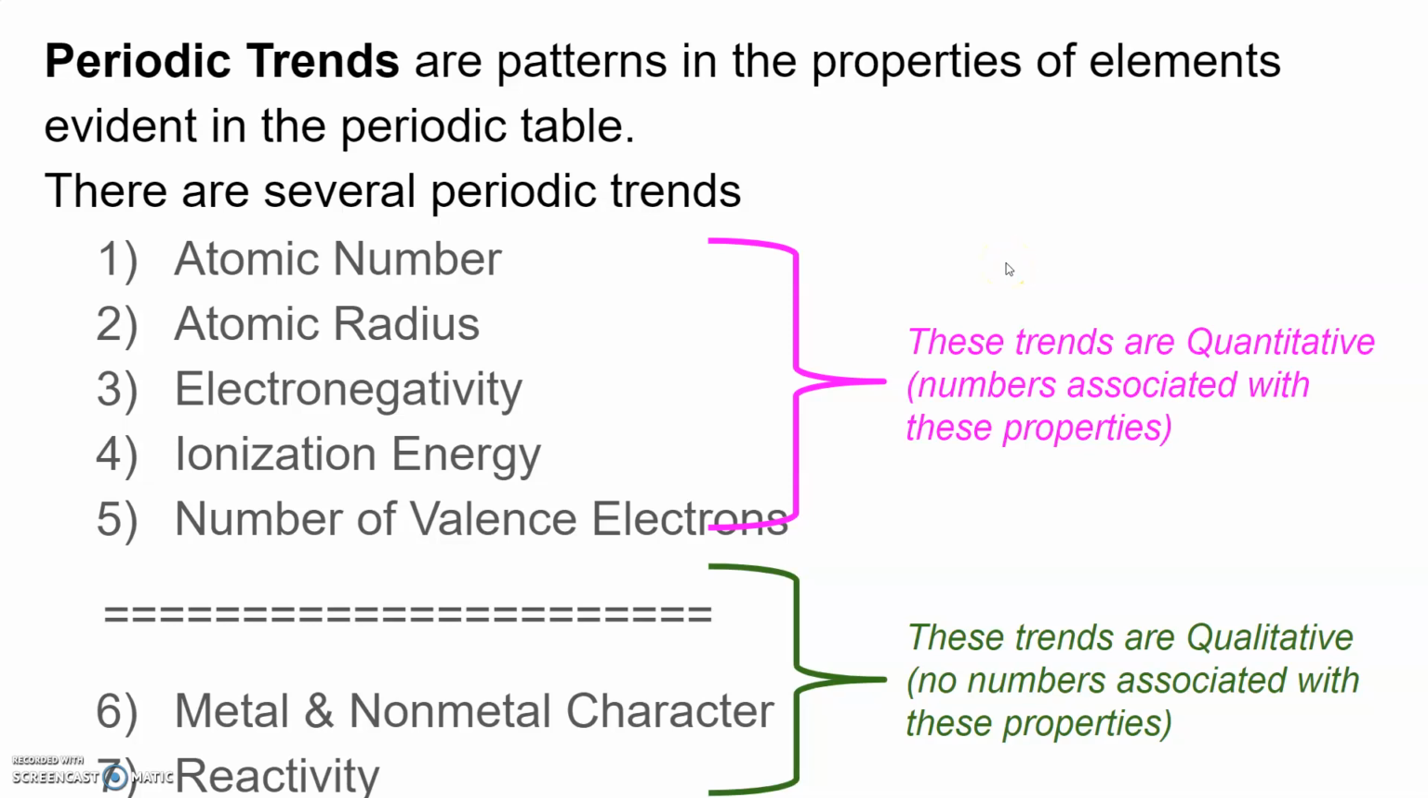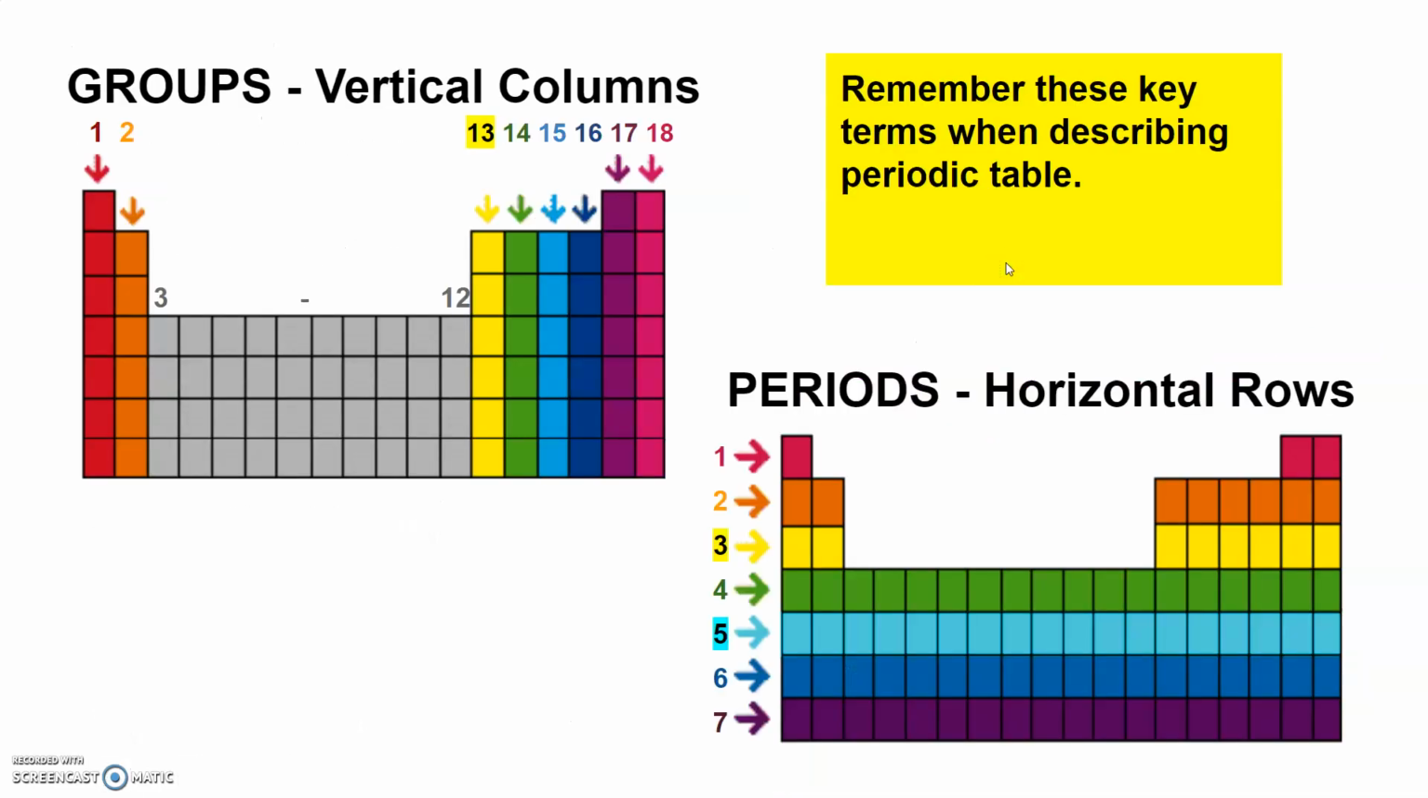But before we get into those trends, I just want to remind you of the terms that we use when describing the periodic table. So remember, groups describe vertical columns. So for example, here, this is group 1 and shown in red, group 2 in orange, etc. And the periods describe the horizontal rows. So as you go across, this first row that we go across is period 1, second one would be period 2, and then period 3, etc.